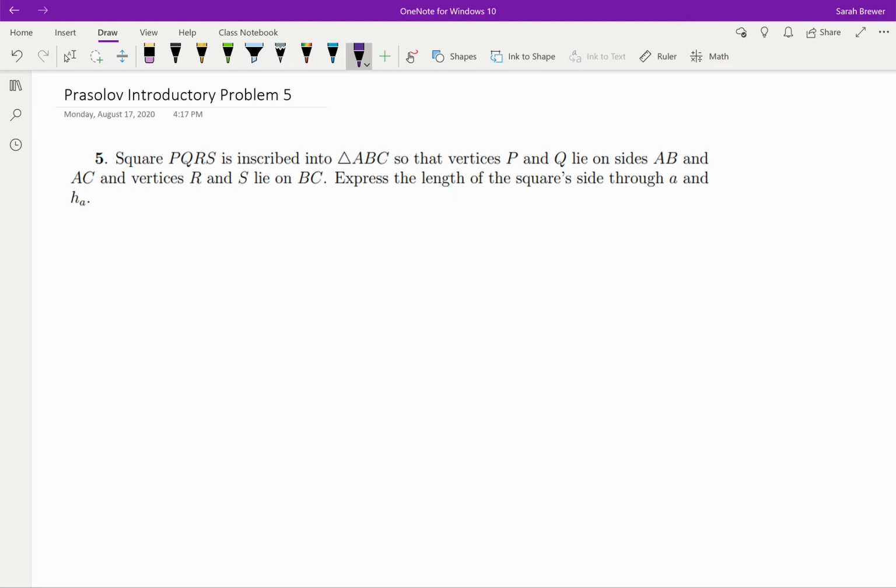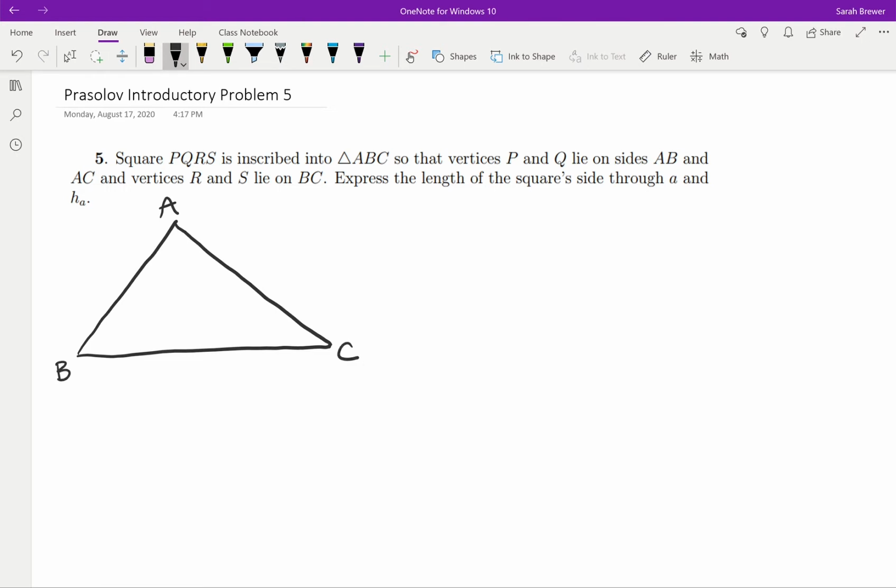All right, the last textbook problem I want to look at is problem 5. In this problem, we're again starting with a triangle ABC. So I'm going to go ahead and draw that triangle. No assumptions about any of the angles, but we have a triangle ABC.